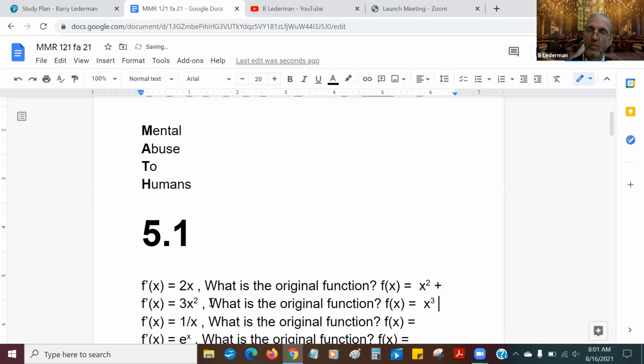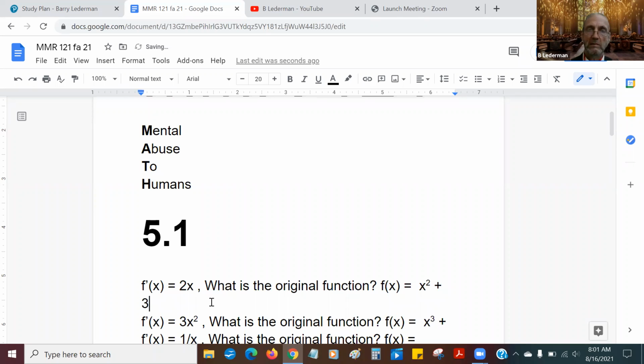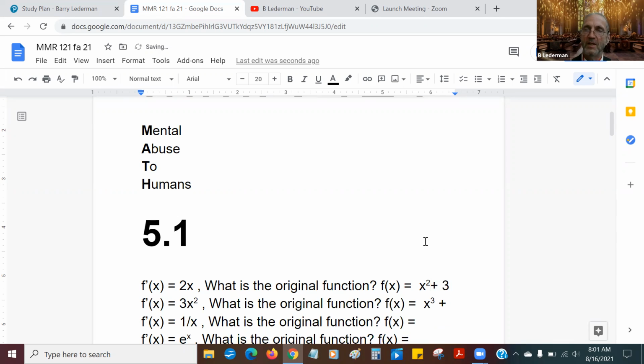wait a second. What if the original function was x squared plus 3? Wouldn't that also work? If I take the derivative of x squared plus 3, when I take the derivative of the x squared, I get the 2x. When I take the derivative of the 3, I wind up getting 0. It disappears, goes on vacation. So my answer is still going to be 2x.